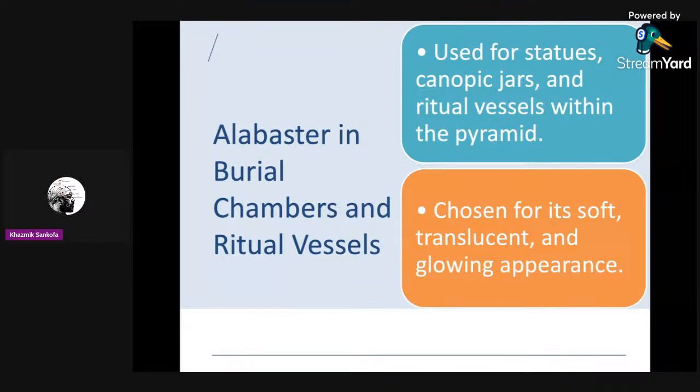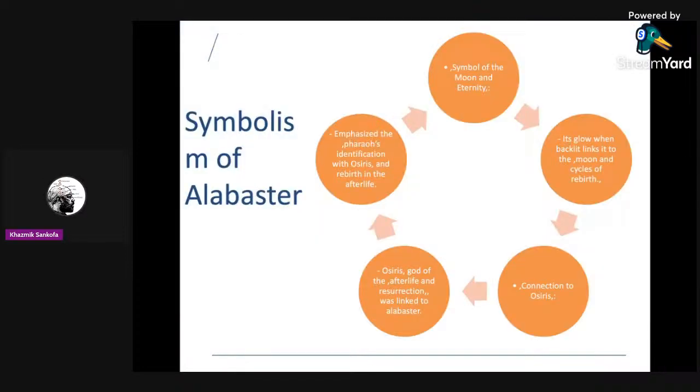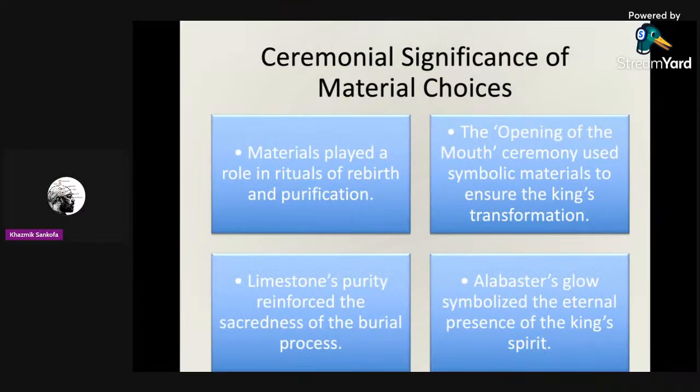Alabaster. So when you look at what's called the canopic jars, typically they're made of alabaster, and it's representative of the moon. Alabaster is representative of the moon and the personality, and it glows like the moon, reflecting the light of the sun. And it's supposed to represent the cycles of rebirth and its connection with Osiris, Asar, right? So materials play a central role in rebirth and purification, right?